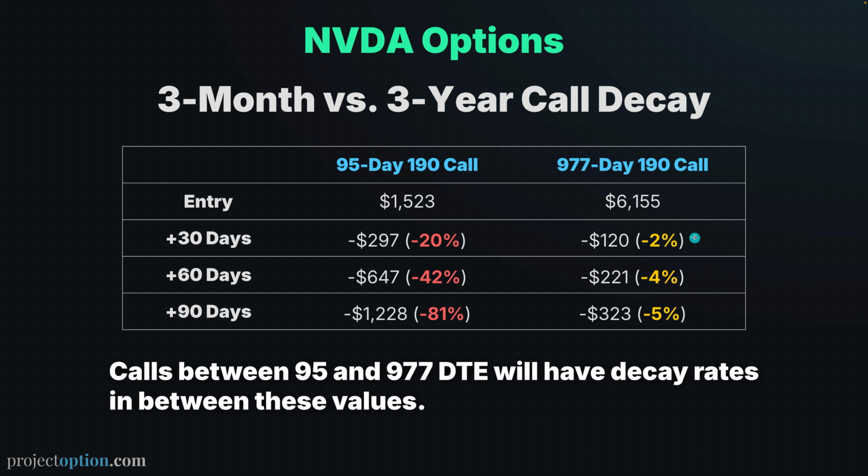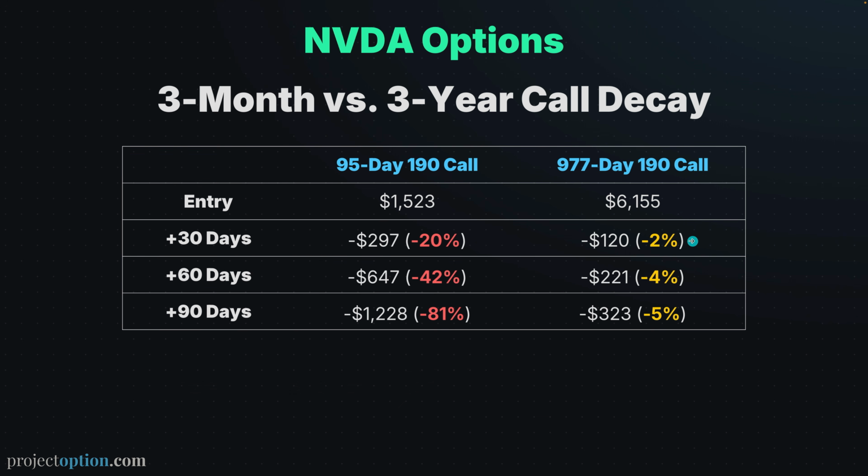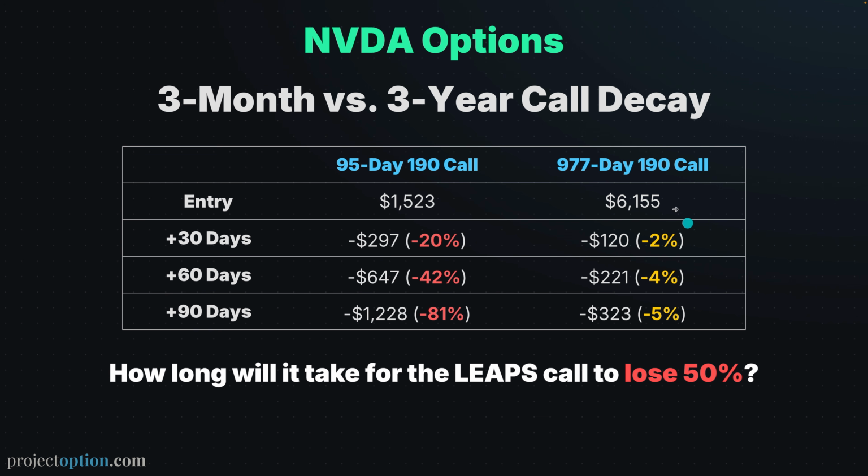And this highlights why LEAPS options are so powerful, because it gives you that leveraged stock price exposure, but your decay rates are significantly slower. But LEAPS options still do decay. So how long would it take for this option to lose half of its value?